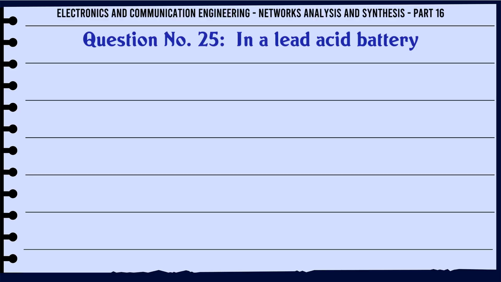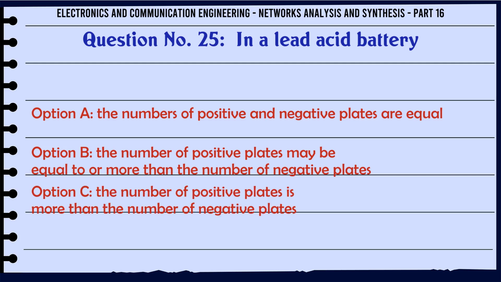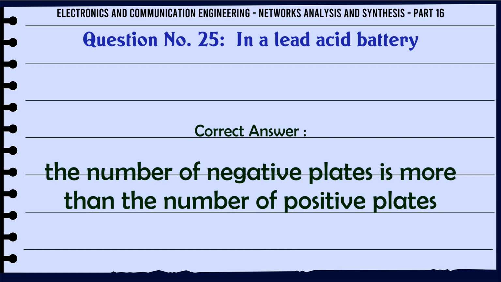In a lead-acid battery, A. the numbers of positive and negative plates are equal. B. The number of positive plates may be equal to or more than the number of negative plates. C. The number of positive plates is more than the number of negative plates. D. The number of negative plates is more than the number of positive plates. The correct answer is the number of negative plates is more than the number of positive plates.